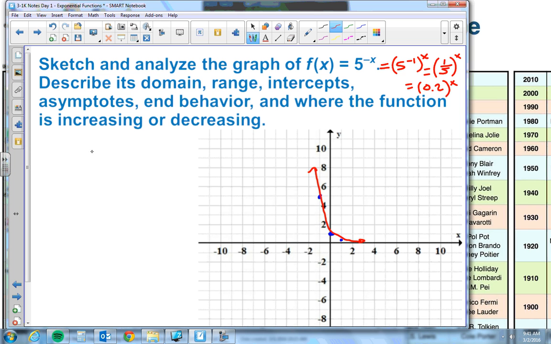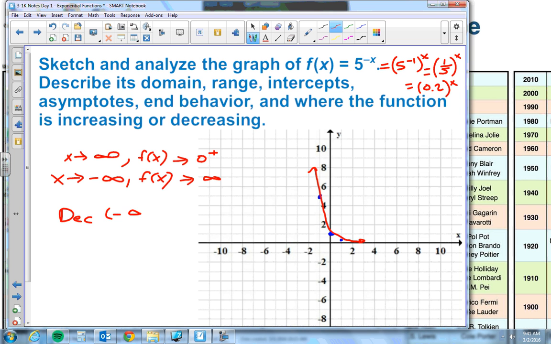Let's at least do the end behavior. So what is this one? From above. Now if you go to the left, that's when it blows up. The function values go to infinity. Is it increasing or decreasing? Always decreasing. Why? Because as x increases, the y values decrease. Or it's all domain.